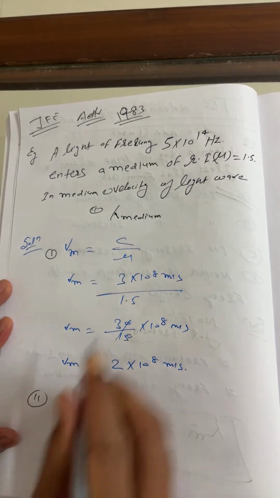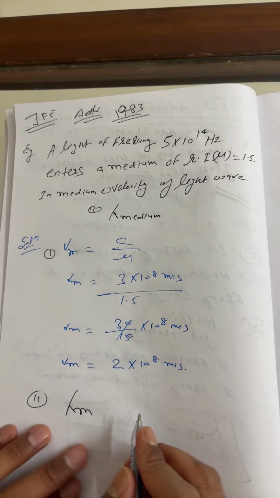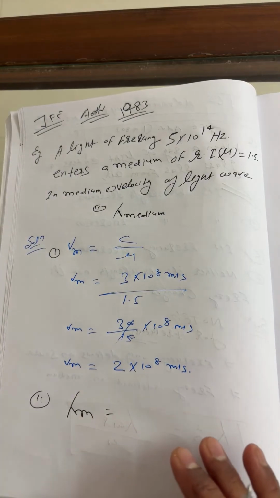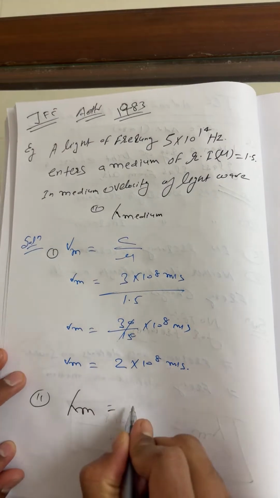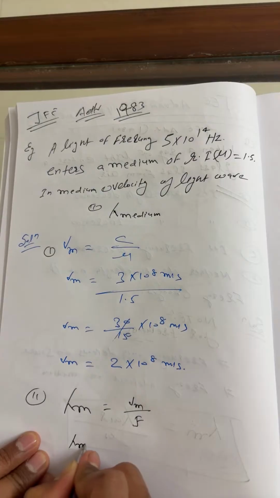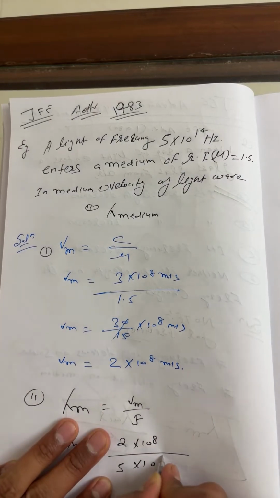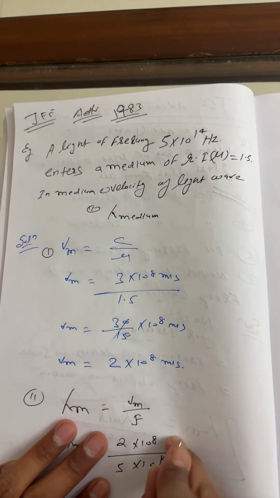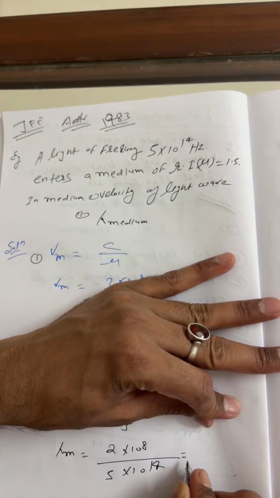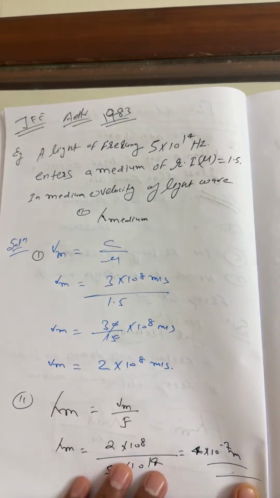This is the first part of this question. In the second part we wish to find lambda of the medium. How can you find it? In general we use c by mu, but here the velocity of the medium is already known. So simply write velocity of medium upon frequency, which is mentioned over here. So lambda of medium is 2 into 10 to the power 8 upon 5 into 10 to the power 14. This goes to the power minus 6, so 2 by 5 is 0.4, that is 4 into 10 to the power minus 7 meters. This is the answer for this particular question.